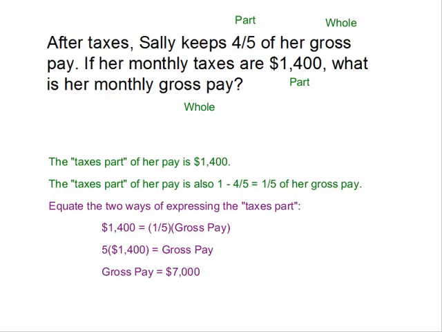So watch out. If you got a different result, it's possible that you said that her taxes were 4/5 of her gross pay, which would not only lead to the wrong answer, it would be very burdensome for Sally to pay that much in taxes.